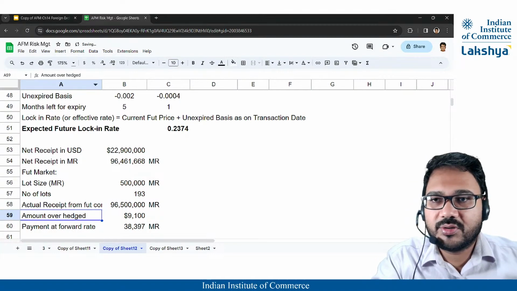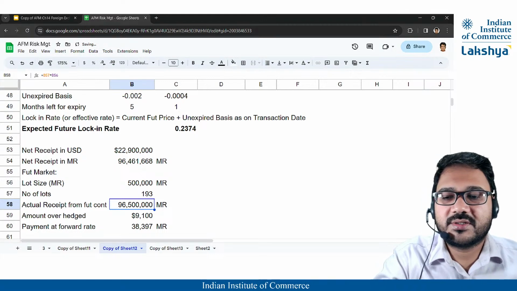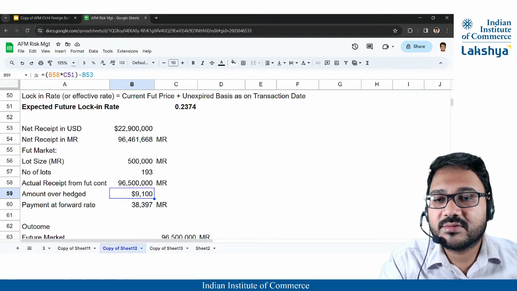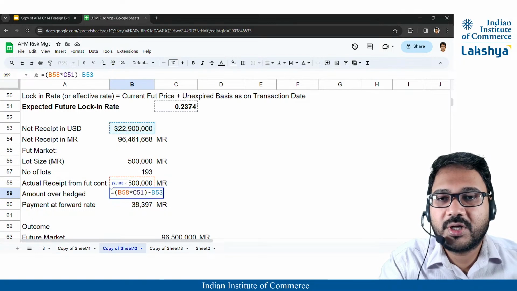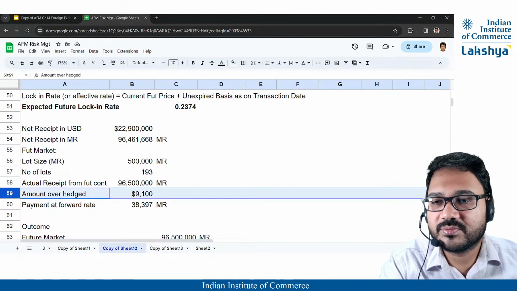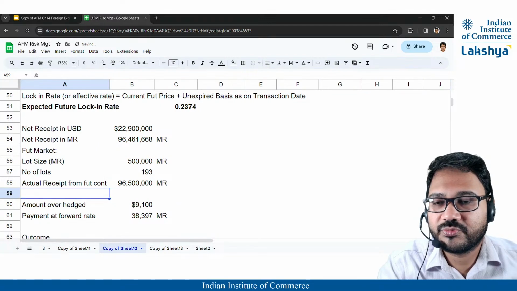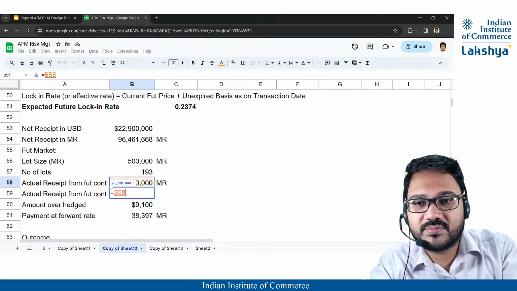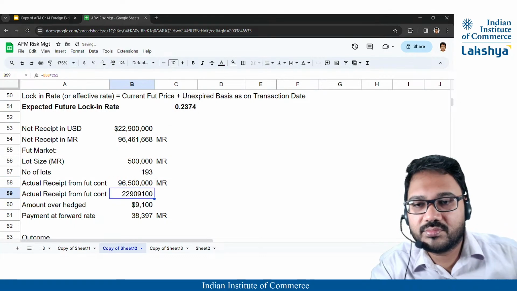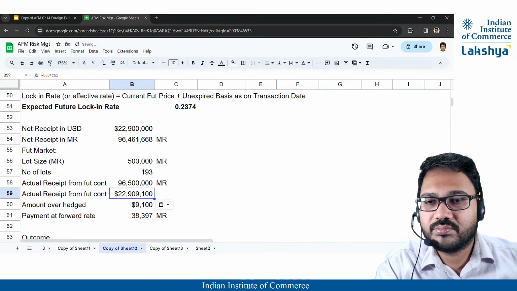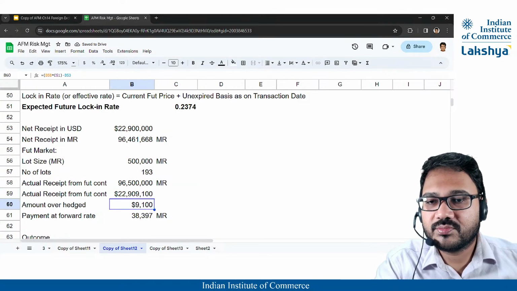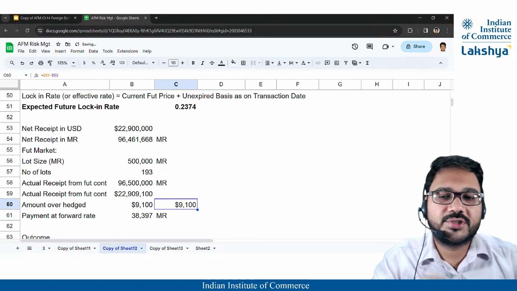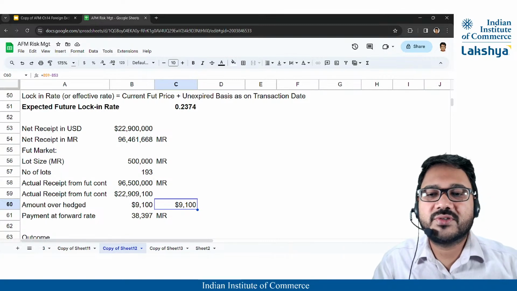From the futures contract it will be 96,500. The amount that you have overhedged, you will say, is $9,100. How did you get $9,100? We are converting these into dollar terms. So the amount overhedged can also be written as this minus that, so $9,100.